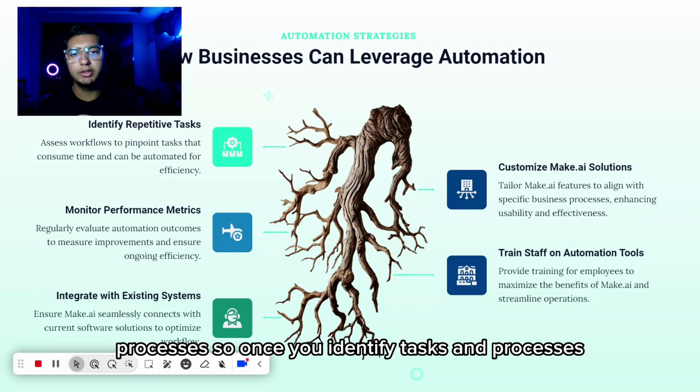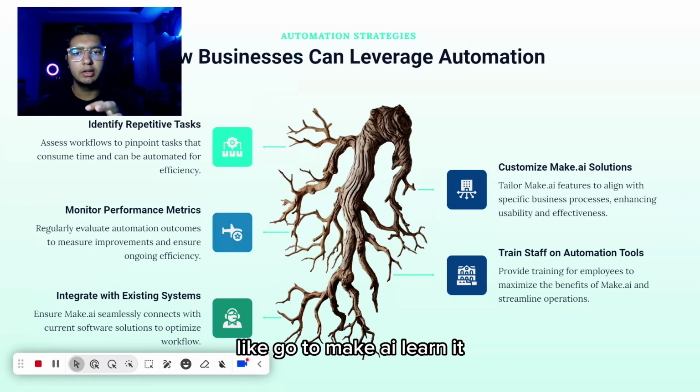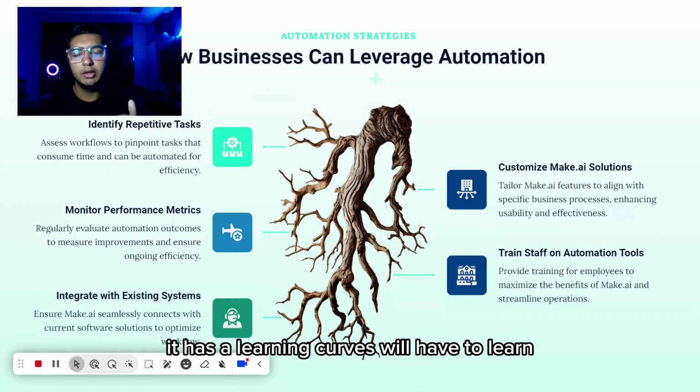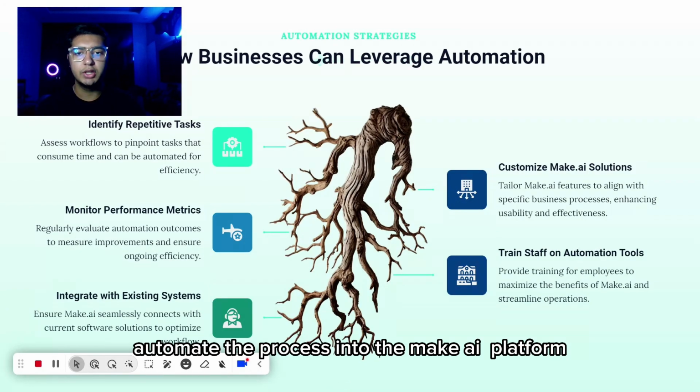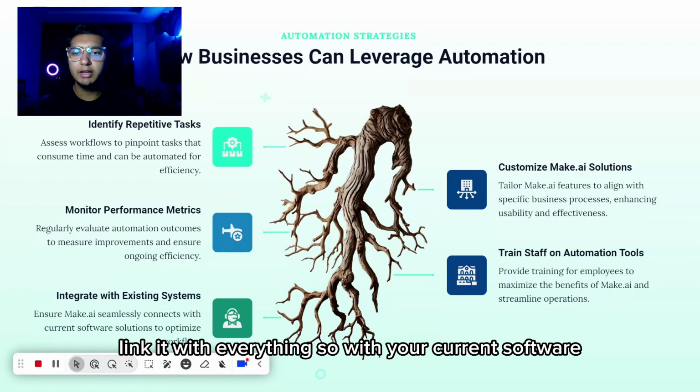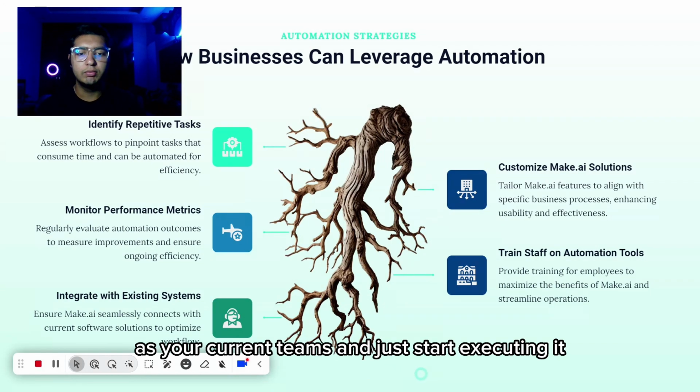So once you've identified the tasks and processes, go to make.ai, learn it. It has a learning curve, so you'll have to learn if you do not want to pay and get someone else to do it for you. So make a process, automate the process in the make AI platform, link it with everything, with your current softwares, your current teams, and just start executing it.